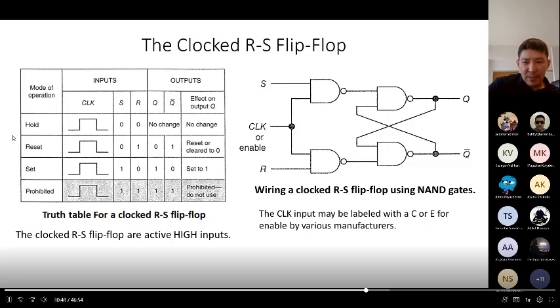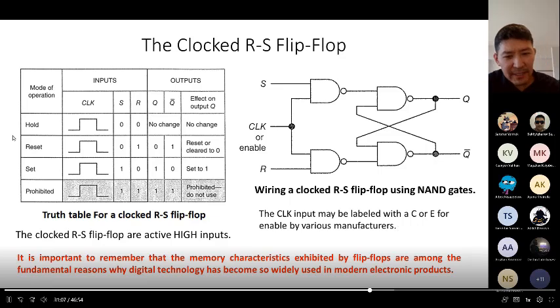The clock input may be labeled with CLK. Sometimes you will see that this can be labeled as C or E. So C, I think, means clock. E means enable. It means activate.